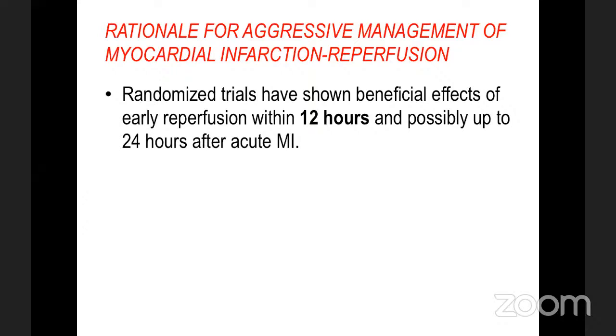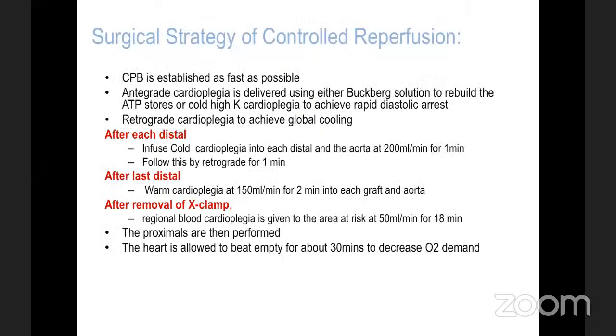We'll talk about some studies, and our surgical strategy of controlled reperfusion in the case of a patient with STEMI or cardiogenic shock who underwent CABG.